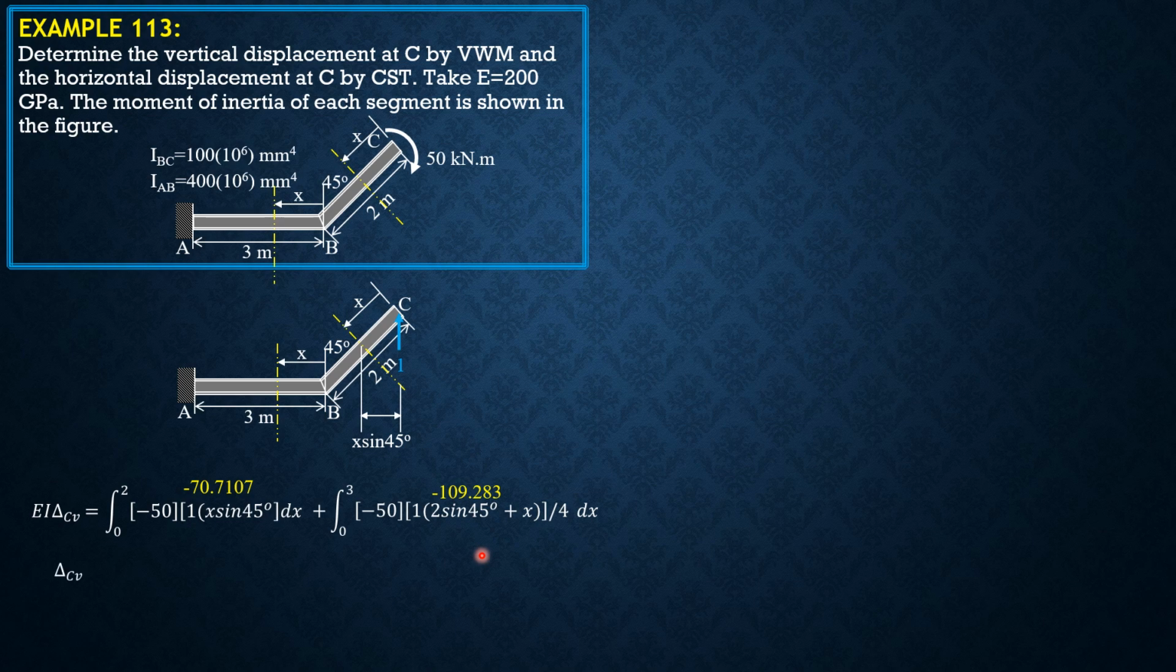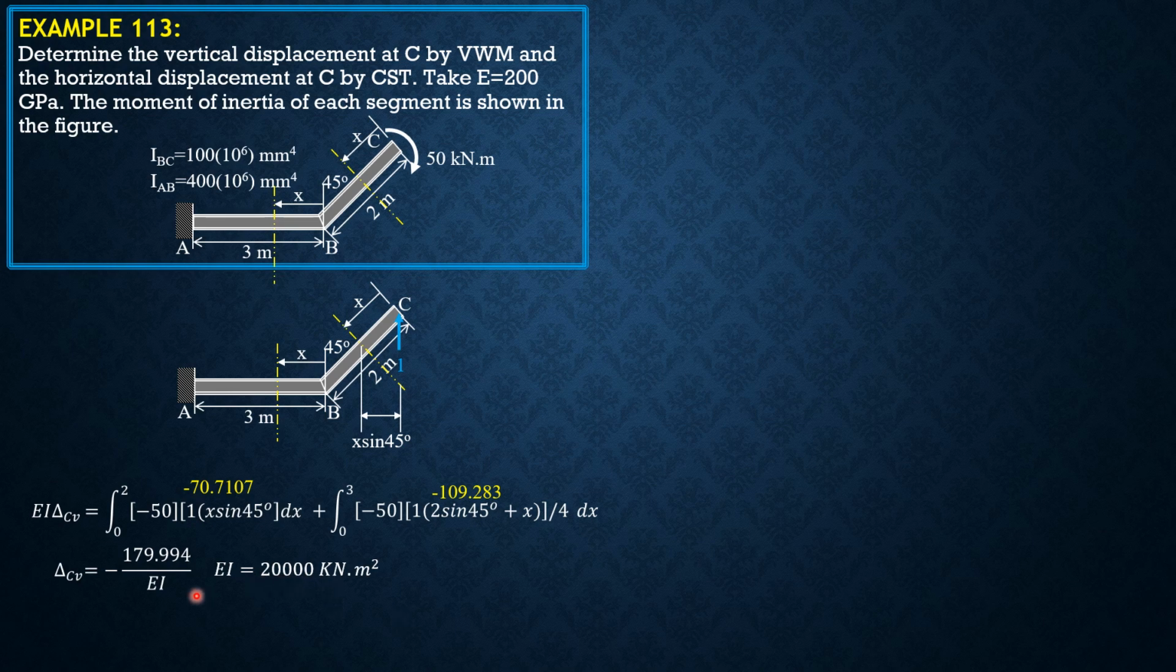Combining, delta CV is negative 179.994 over EI, where EI is 200 times 10 to the 6 kilopascals times 100 times 10 to the 6 mm to the 4th divided by 1000 to the 4th. So that would be 20,000 kilonewton meter square. The calculation is not shown, but because of your experience, you can verify that.